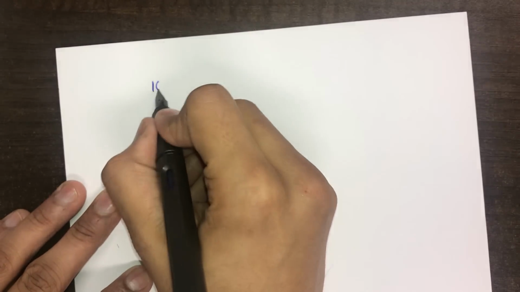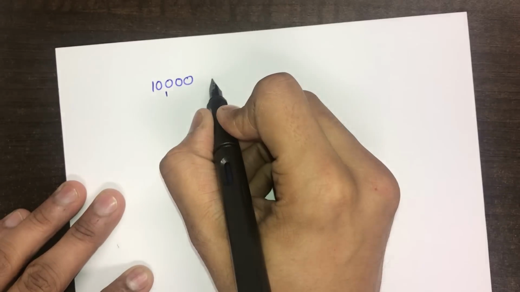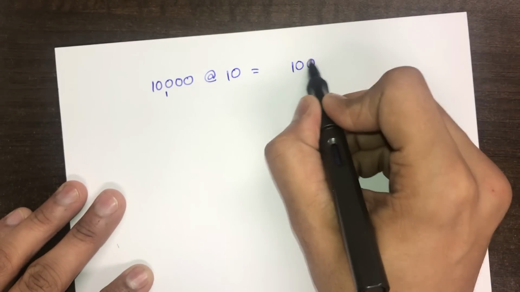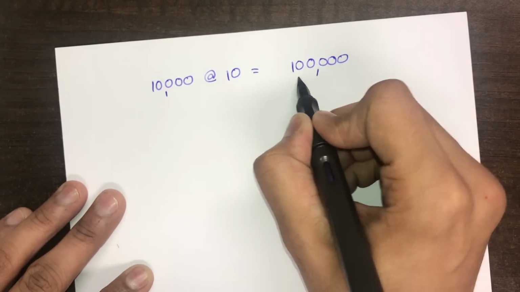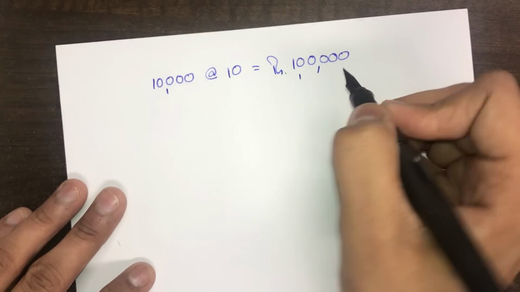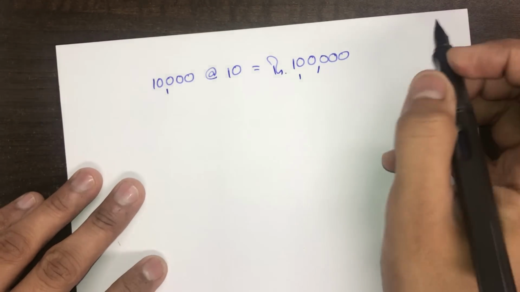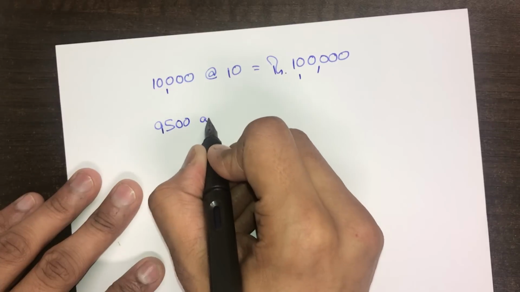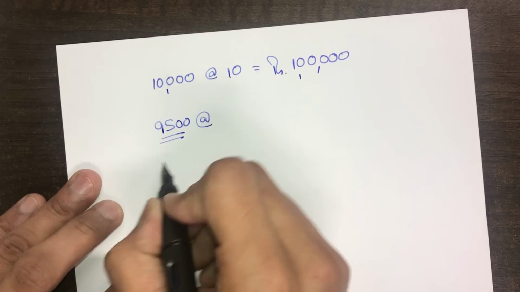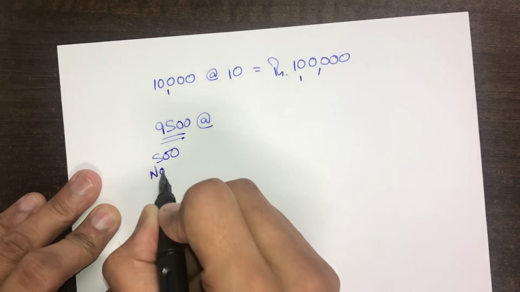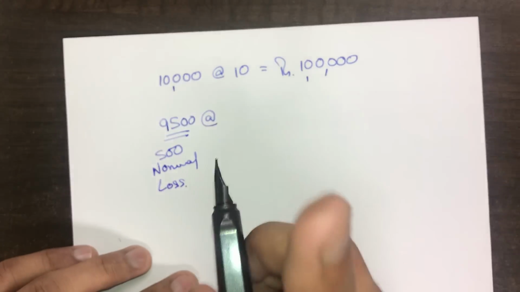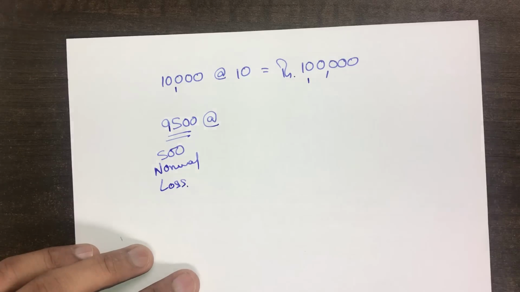Yes, students, let's take an example. Suppose you have purchased 10,000 units at the rate of rupees 10 each from the vendor. You have to pay rupees 1 lakh to the vendor. Suppose out of the 10,000 units, only 9,500 reach your factory. 500 is the normal loss which you have incurred before reaching the factory. Prior to reaching the factory, the normal loss is 500.